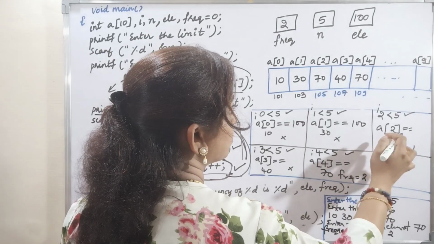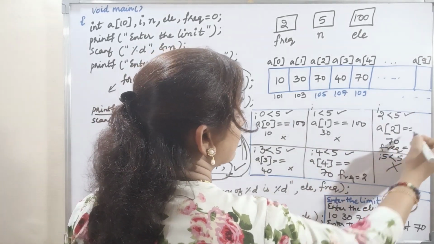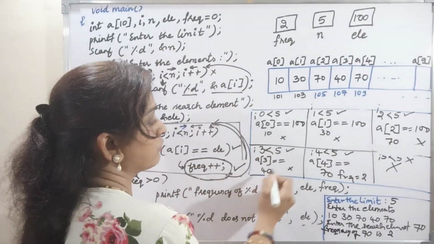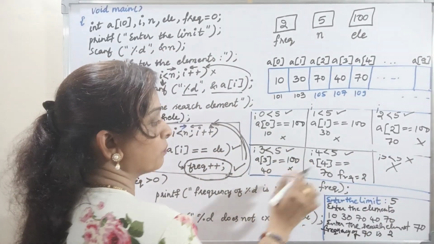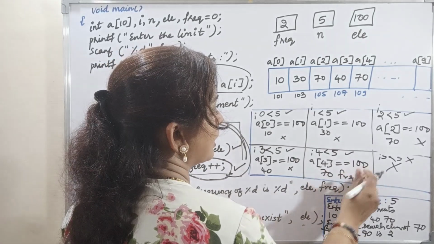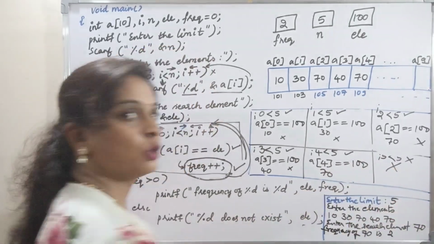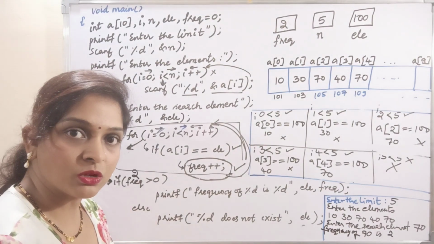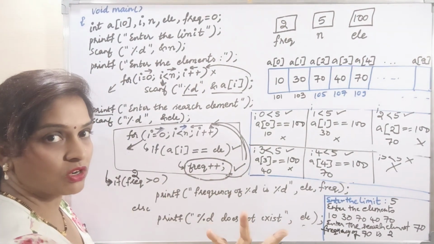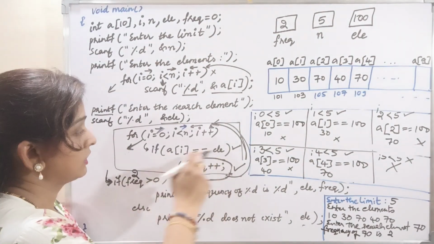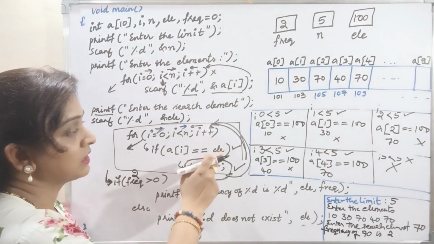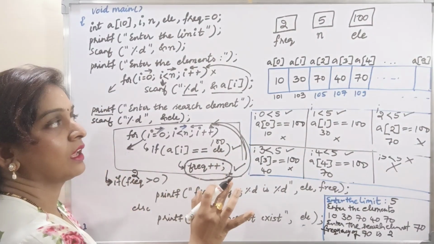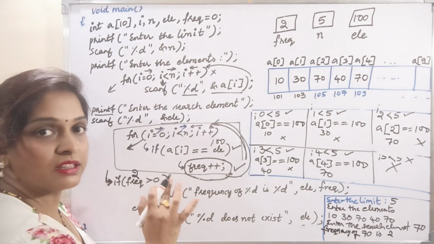Again, 70 equal to 100? No. Frequency will not be increased. Again, A of 3, 40 equal to 100? No. Again, 70 equal to 100? No. Then the loop terminates. We did the traversal and the process also, but frequency was not increased because this condition was false. A of I could not match the search element 100 with any element available in the array.